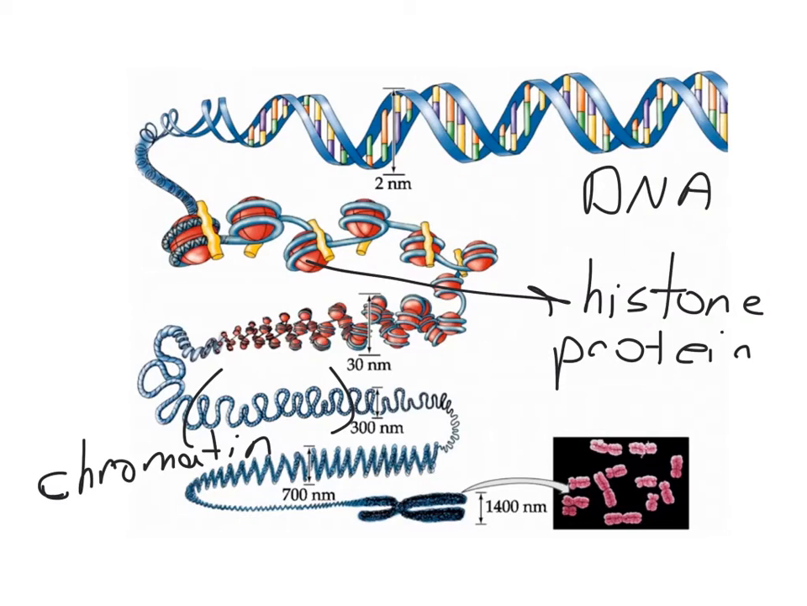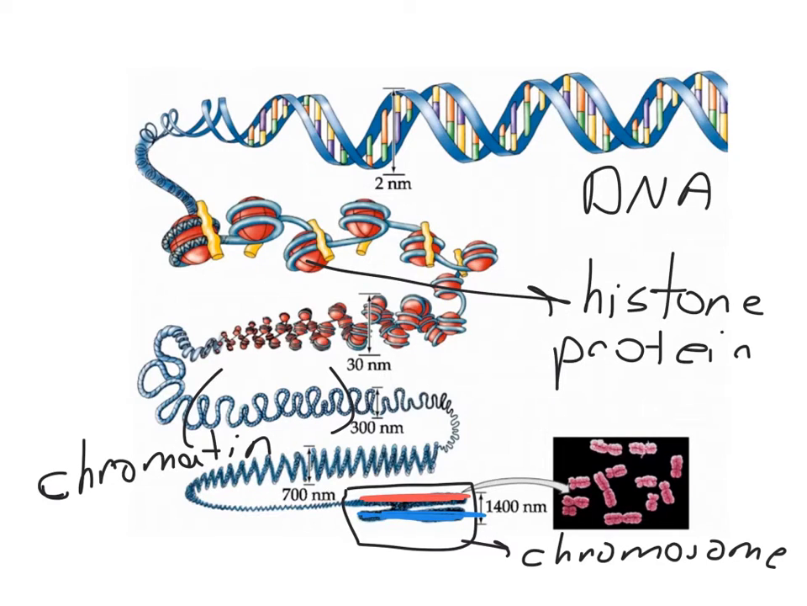When the chromatin is more condensed, it turns into chromosome. This is chromosome. And this is a duplicated chromosome because it's in X shape, and each chromosome consists of two sister chromatids. This is one sister chromatid, and this is another sister chromatid. And these chromatids are attached to each other in the centromere region. This is the centromere region.